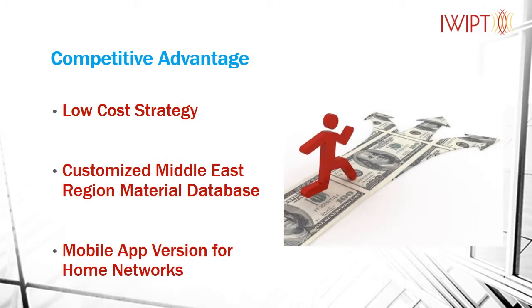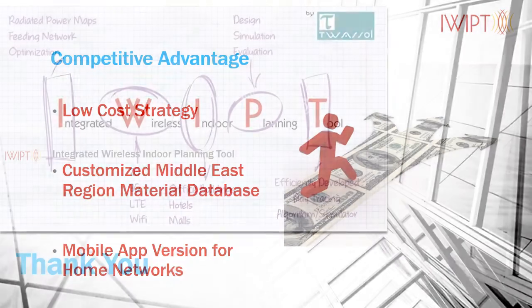We derive our competitive advantage from the low-cost strategy that is based on the fact that the main competitors are either European or North American based, and therefore we are able to provide our tool at significantly lower costs. Moreover, we have customized our material database to the building code of the region in the Middle East. Finally, we are currently developing a mobile app version for optimizing home networks, which is a feature that is not currently existent in competitor tools.